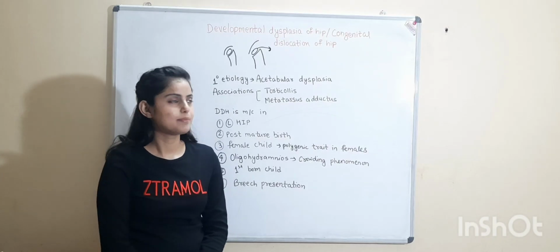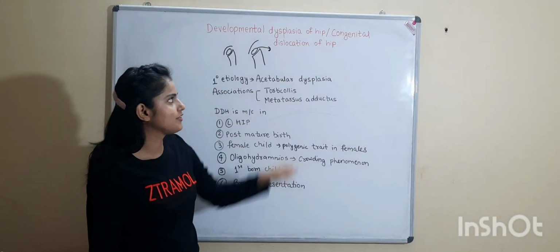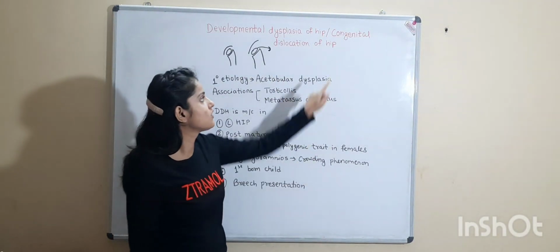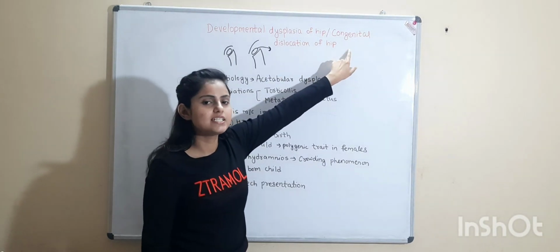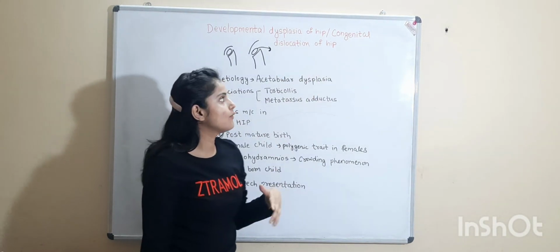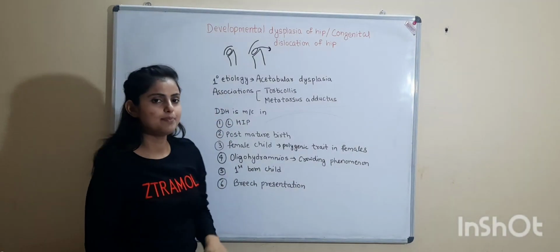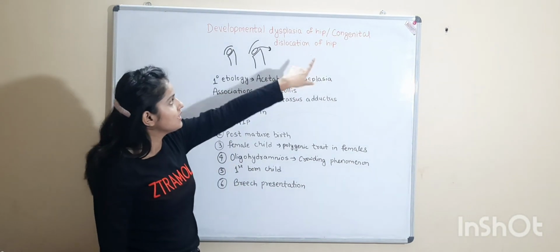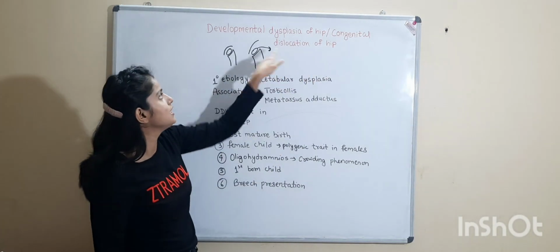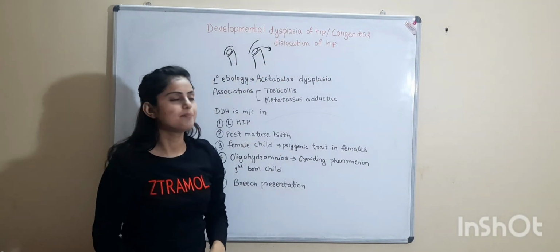Today I shall be talking about developmental dysplasia of the hip. Earlier it was called congenital dislocation of the hip. Congenital means it was present since birth, but now if the dislocation of the hip presents after 1 year of age, the name has changed from congenital to developmental dysplasia of the hip.